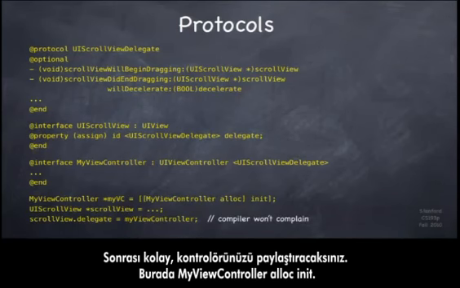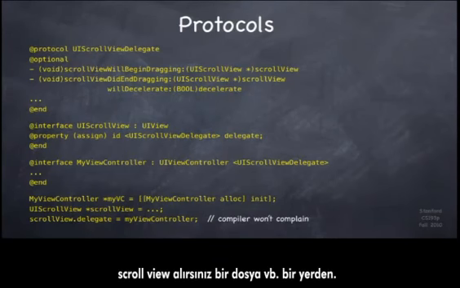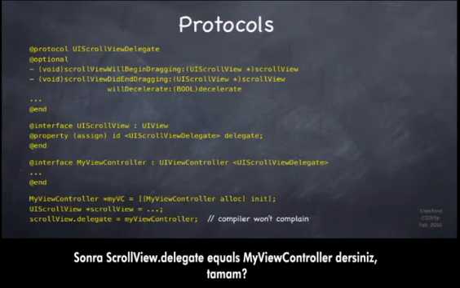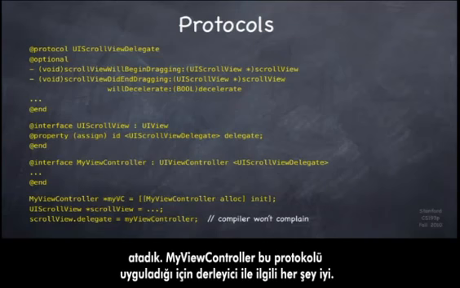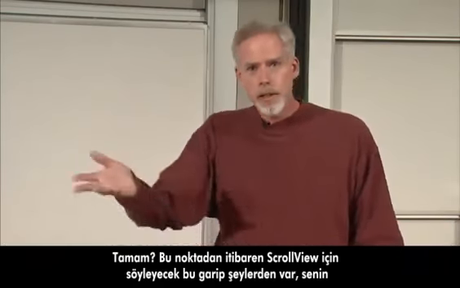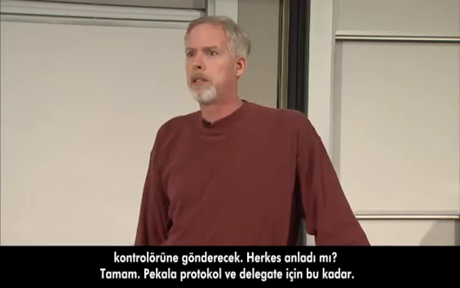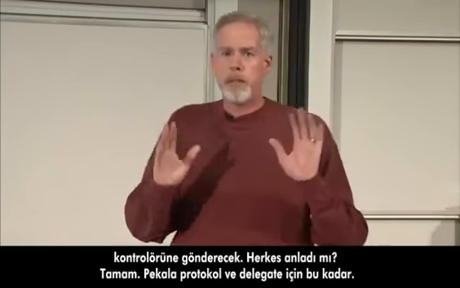Then it's really simple. You just allocate your controller. Here's my view controller alloc init. Init is the designated initializer for view controller. Then you've got a scroll view from somewhere. Maybe it came out of a nib file or something like that. And then you just say scrollView.delegate equals myViewController. Okay? So scroll view property delegate, you just assign it to my view controller. And since my view controller implements that protocol, all is well with the compiler. Okay? And then from this point on, anytime scroll view has one of these interesting things to say, it'll send it to your controller. Everyone got this? Okay? All right, so that's it for protocols and delegates.